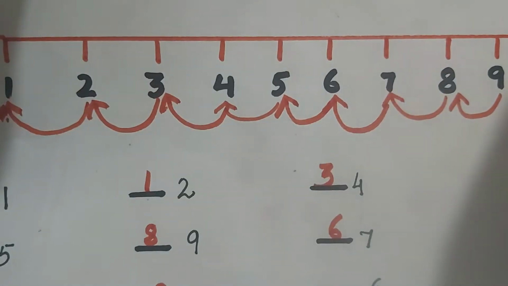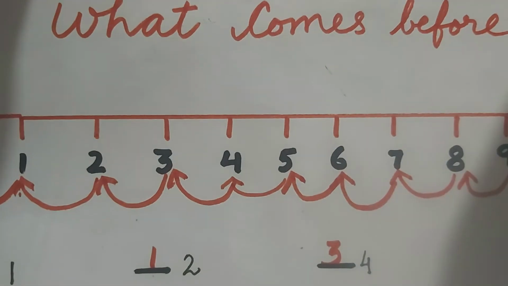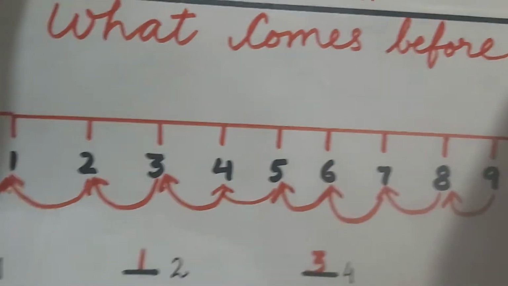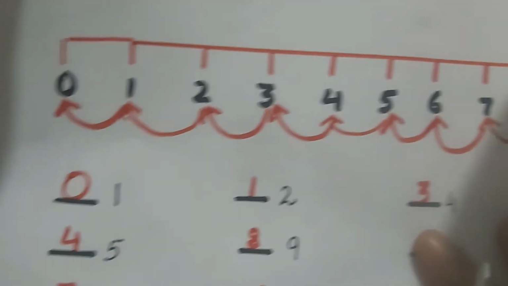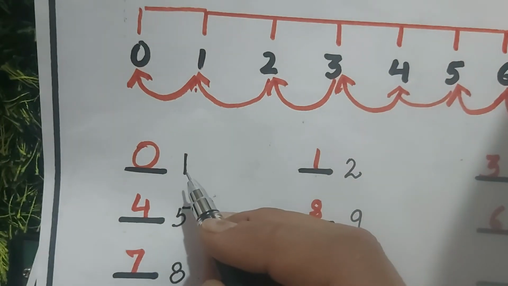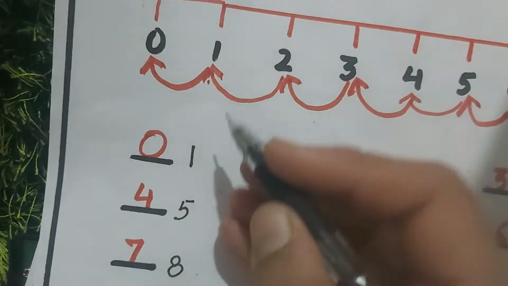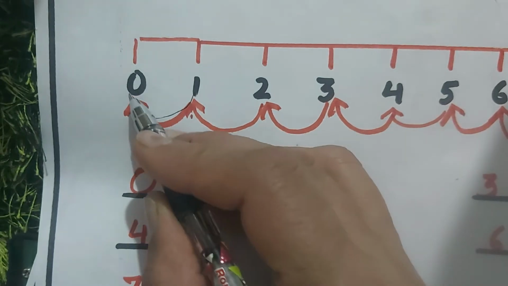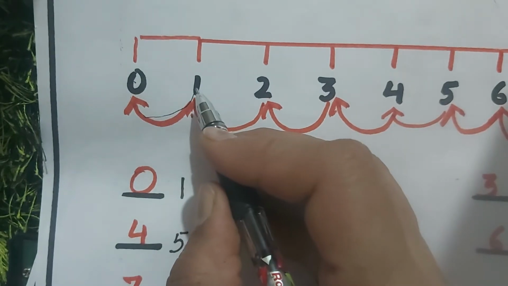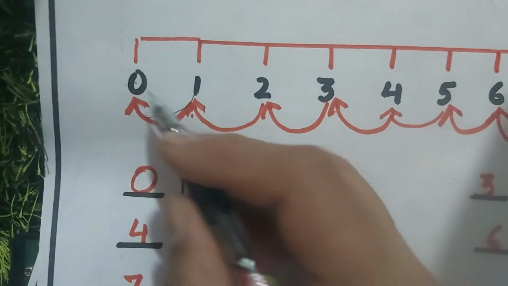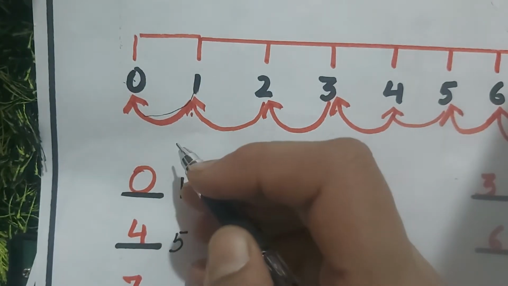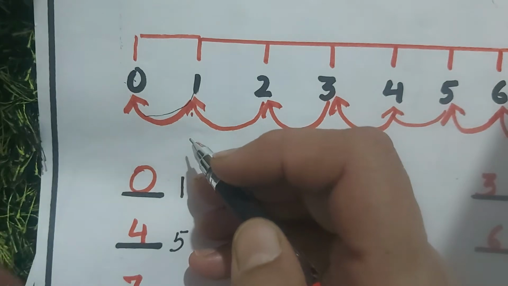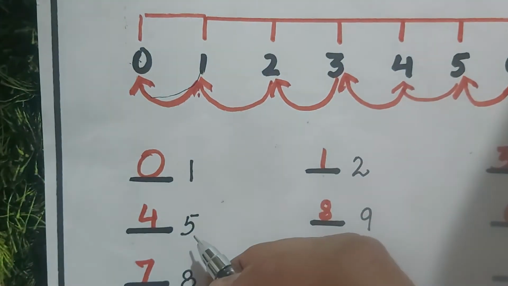Okay. Now, see here. With this number line I am going to tell you. Here is a dash, number 1. Now what comes before 1? 0. So you will write here 0. Always remember that there is a dash before the number.